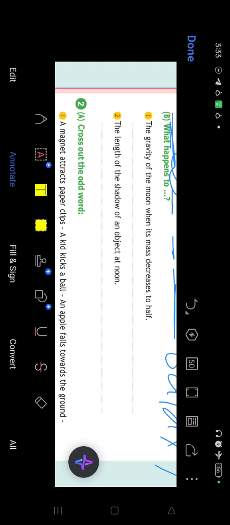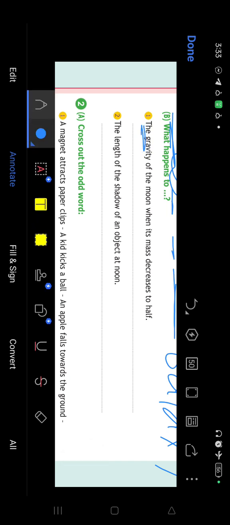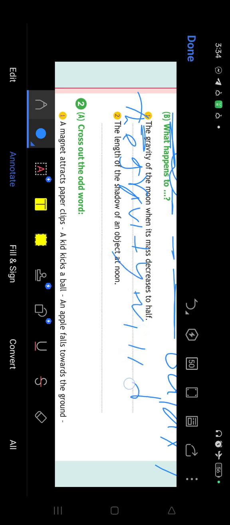What happens, focus please, to the gravity of the moon when its mass decreases to half? So the gravity will decrease. Yes, so the gravity will decrease into half.